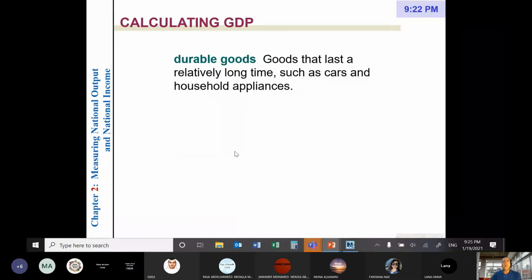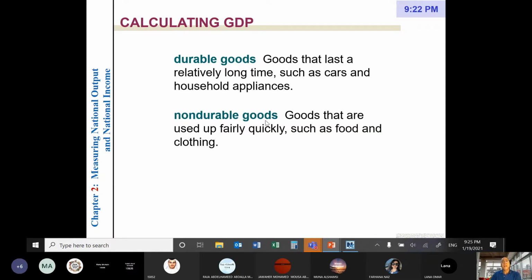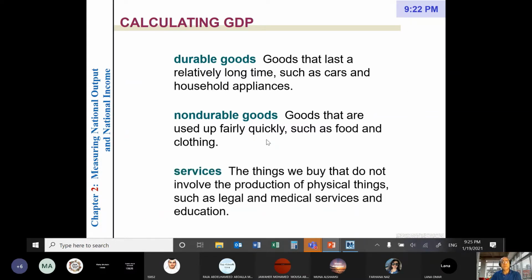So what are durable goods? Goods that last more than 1 year, such as household appliances, refrigerators, TVs, and cars, which serve the families for more than 1 year. So durable goods are consumer goods, because households purchase refrigerators, TVs, and cars for their final usage, not for further processing to produce something else. Non-durable goods, food and clothes, can be consumed fairly quickly within a year. Also, they are consumer goods. And the third part is called services, or intangible things, such as education, medical care, legal consultancy, and entertainment.